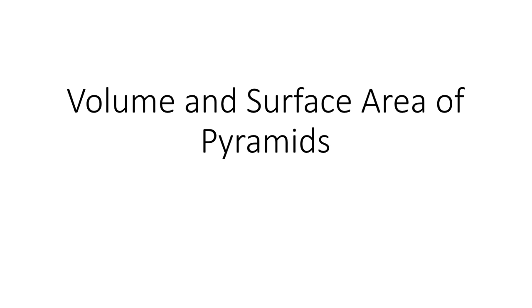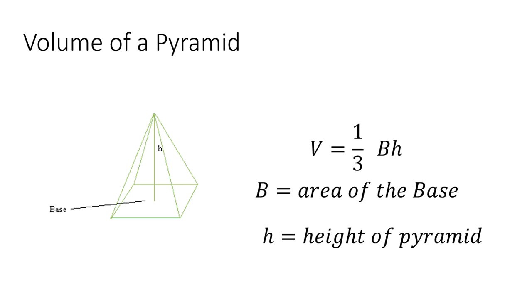In this video, we are going to be finding the volume and surface area of pyramids. The volume of a pyramid is equal to 1/3 times the area of the base times the height of the pyramid. Usually, the variable a capital B represents the area of the base in the formula, and a lowercase h represents the height of the pyramid.